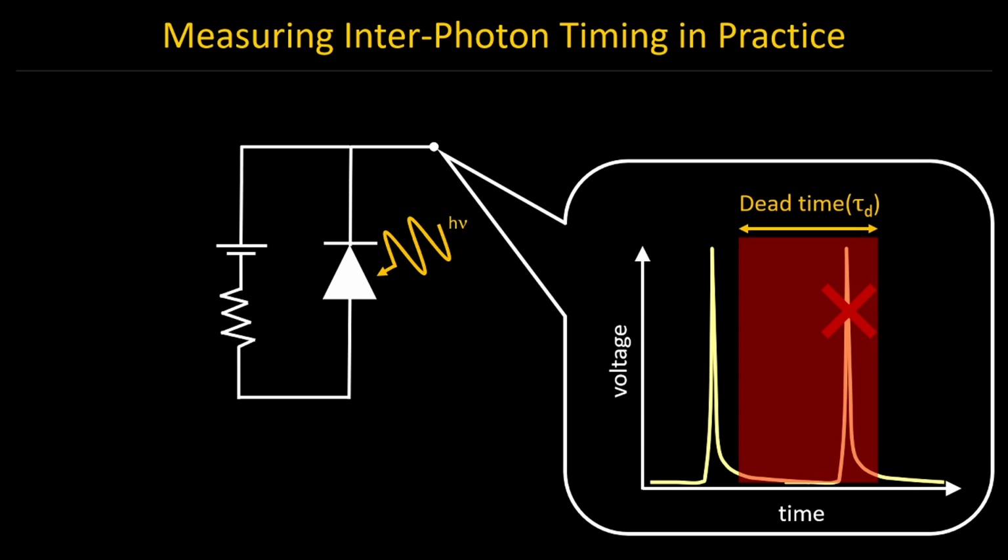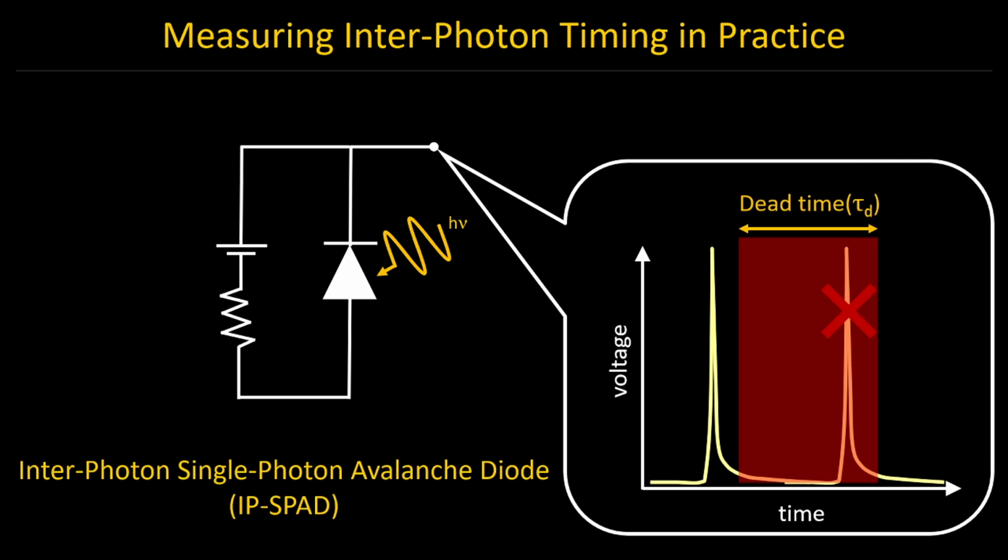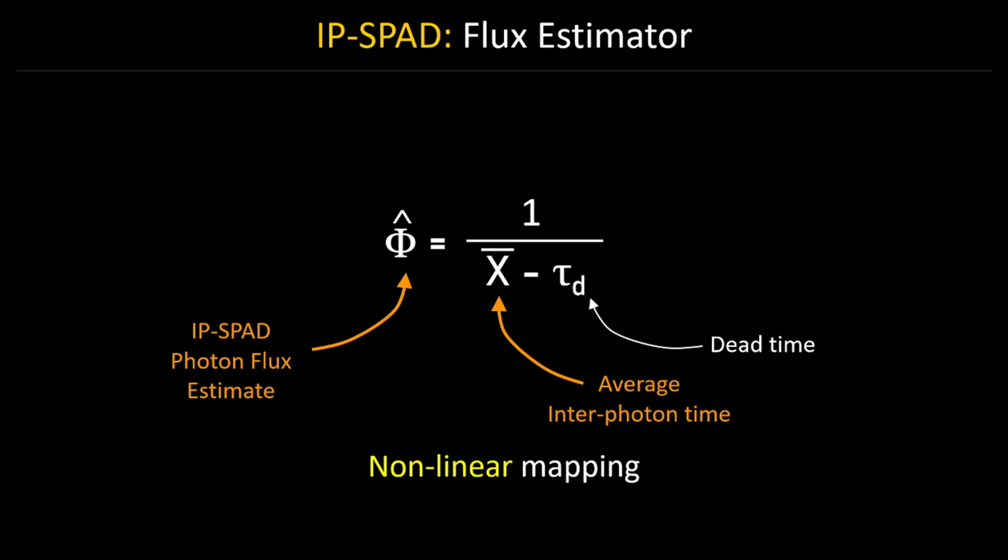Using Poisson statistics, it is possible to computationally account for these photons missed during the dead times and derive an estimate of scene brightness. We call our method InterPhoton SPAD, or IP SPAD. The IP SPAD brightness estimate is given by this simple expression. In theory, there is no saturation limit. In practice, the dynamic range is limited by the time resolution.